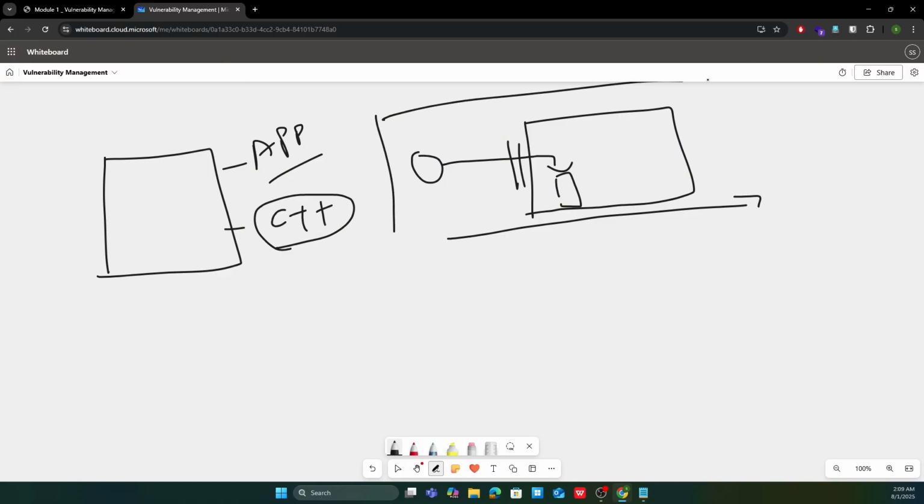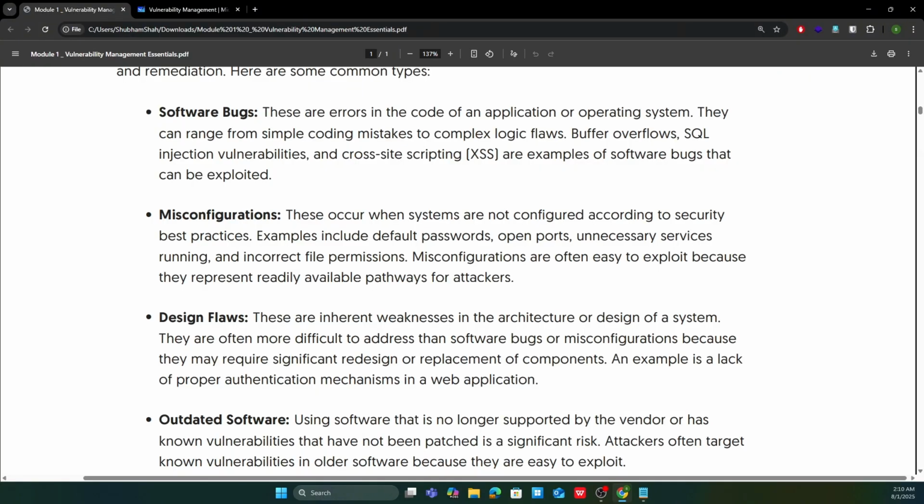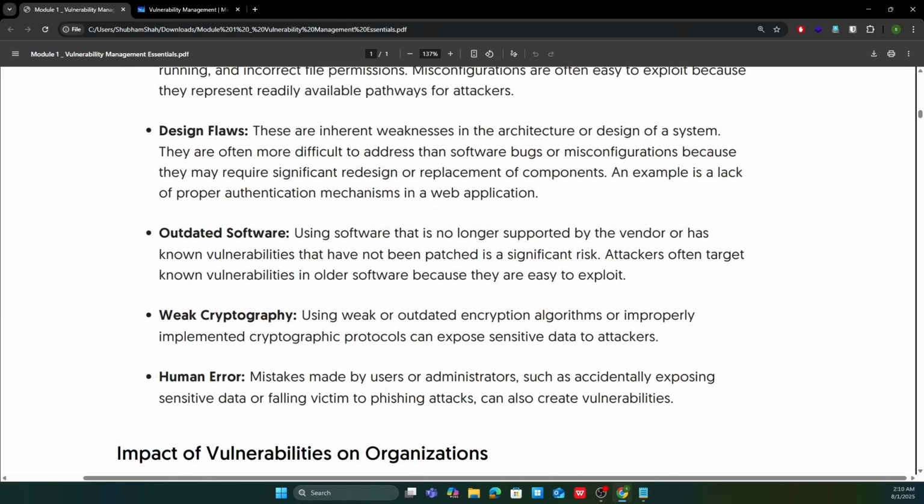If you check the complete architecture, this is the user, this is the database, this is an application, and via the internet the user is able to go. If we have not applied proper authentication in the web application, then it can lead to the existence of a vulnerability. We may also be using outdated software.